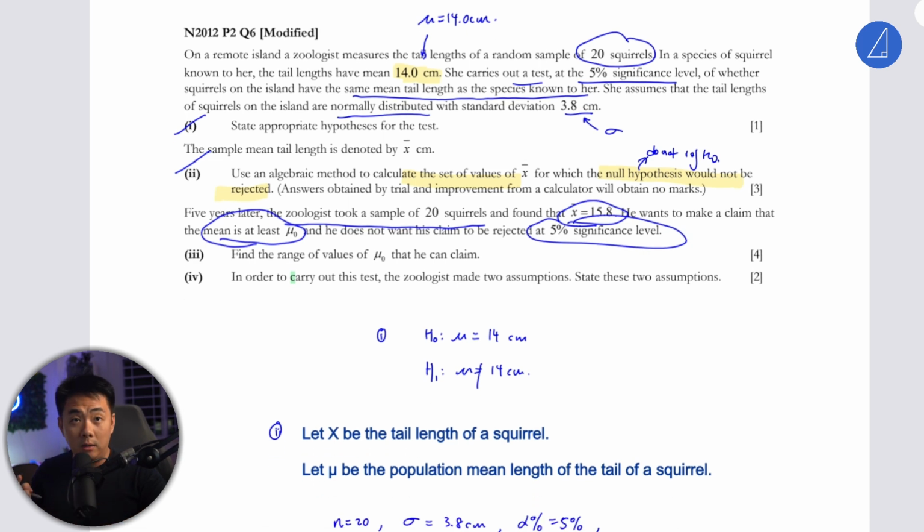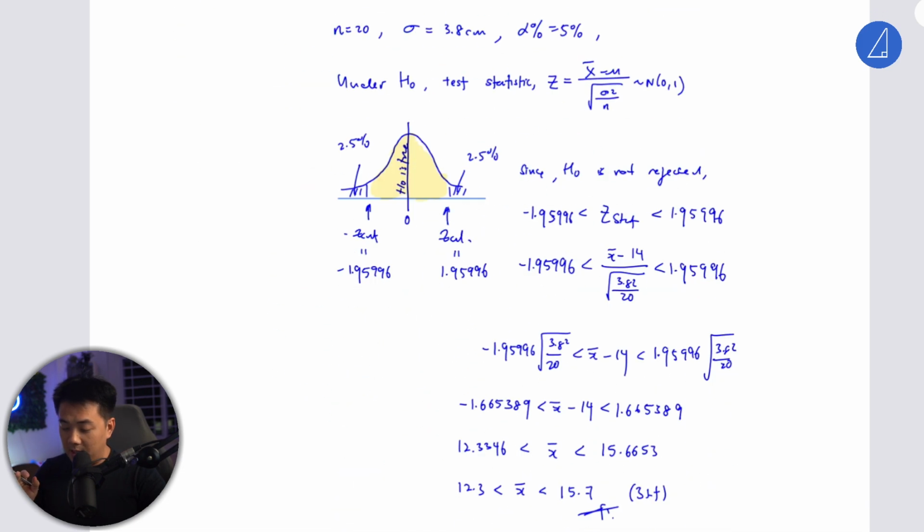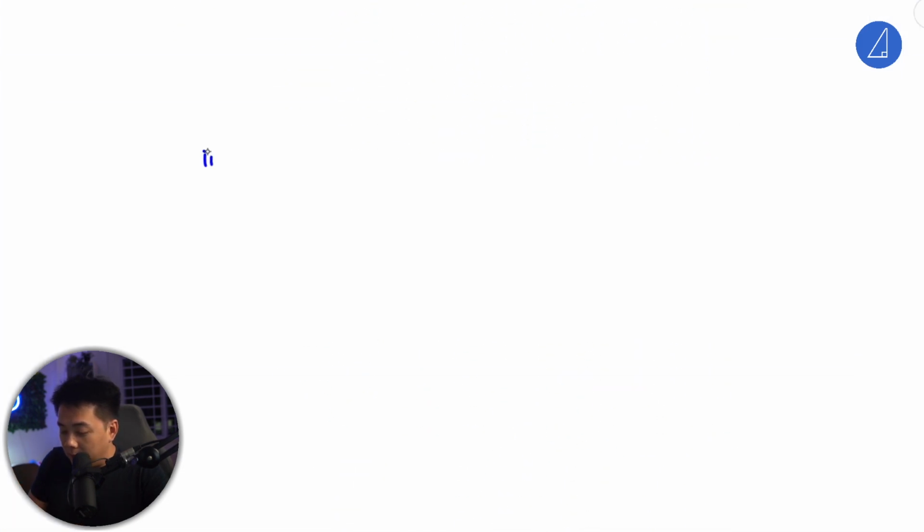Now, so this is a one-tail test. This can be slightly confusing, so just hear me out. Part 3. He wants to claim that mu is at least mu naught. And he does not want his claim to be rejected. So essentially this is a one-tail test. The alternate hypothesis will be less than mu naught.